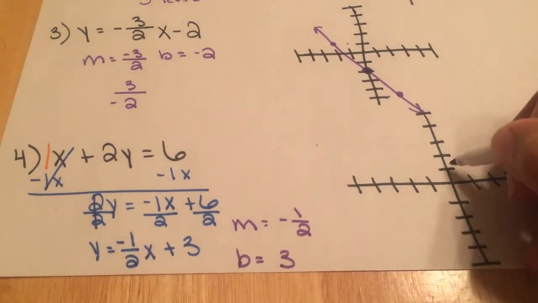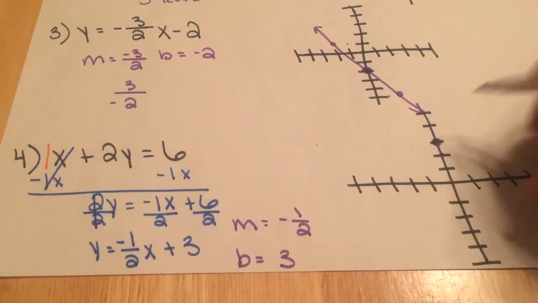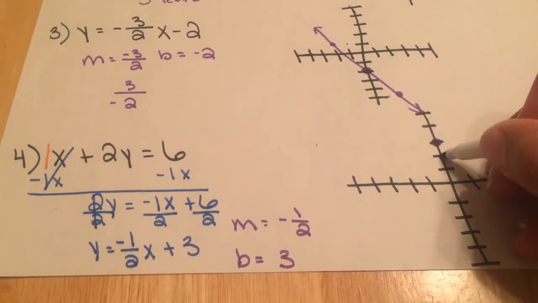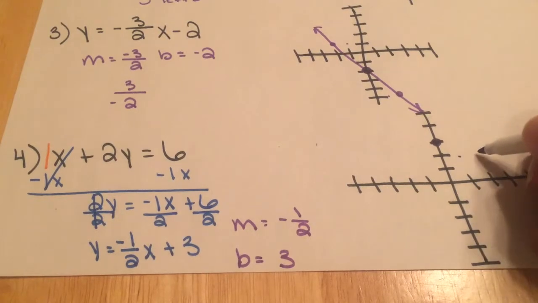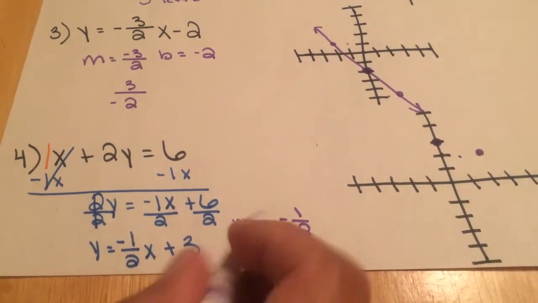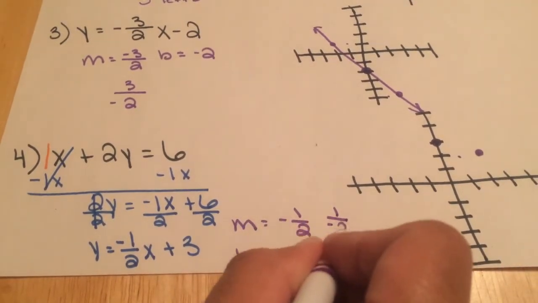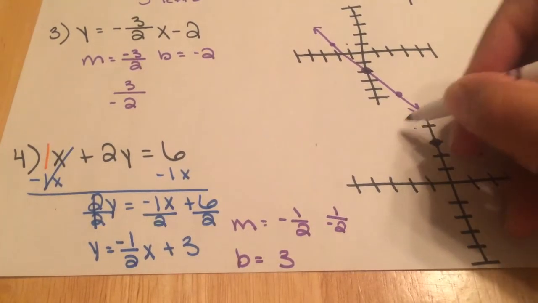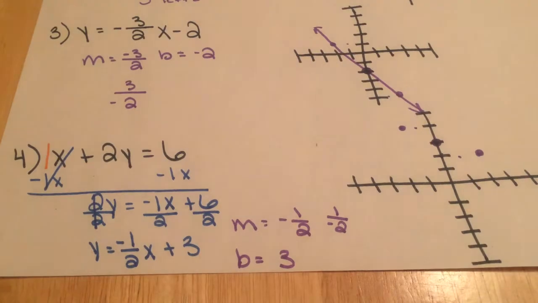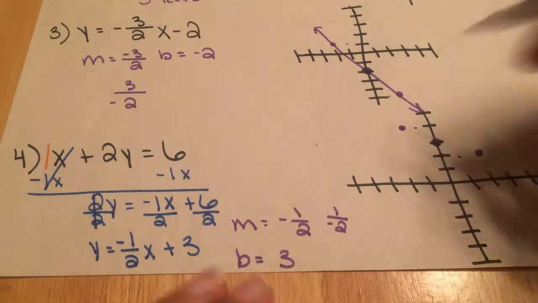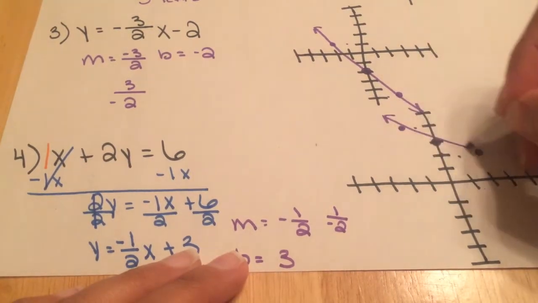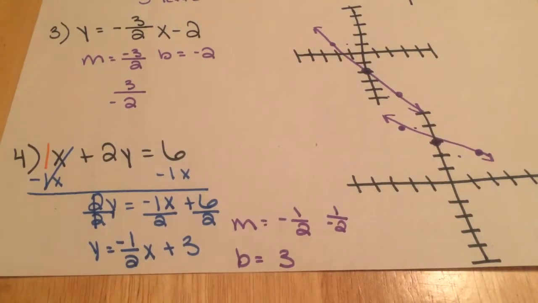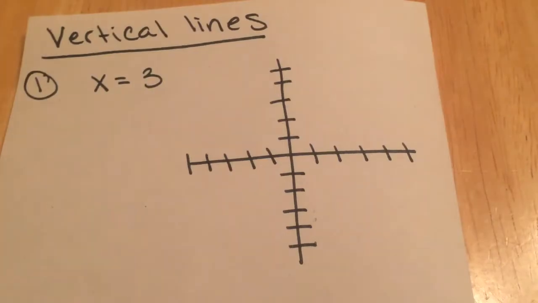So I'm going to begin at +3, and I'm going to move down 1 and to the right 2, or if we wanted to, we could really have that negative with the denominator and move up 1 and to the left 2. Oh, I forgot to draw my line. Didn't hit all the points, but you're getting the idea, I hope.